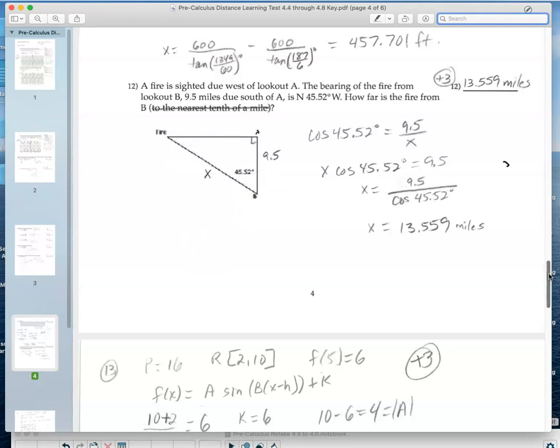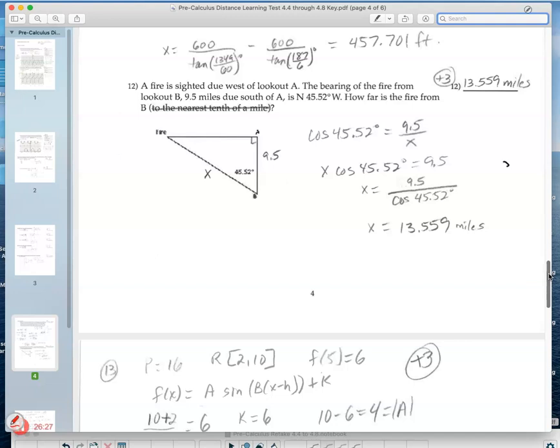And this was supposed to be a basic kind of SOHCAHTOA problem. And a few people put the 9.5 on the wrong side. And it said right up there that we've got the bearing of the fire from lookout B, 9.5 miles due south of A. So here's A. Due south would be right there. That's where your 9.5 goes.